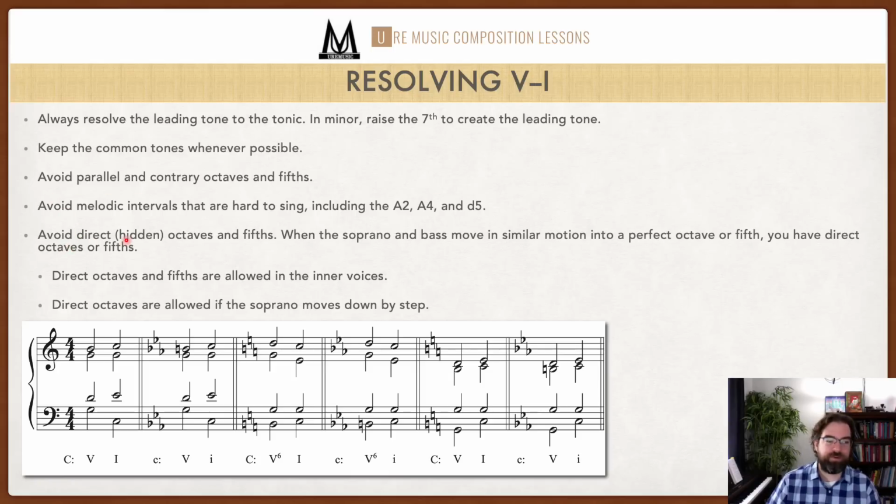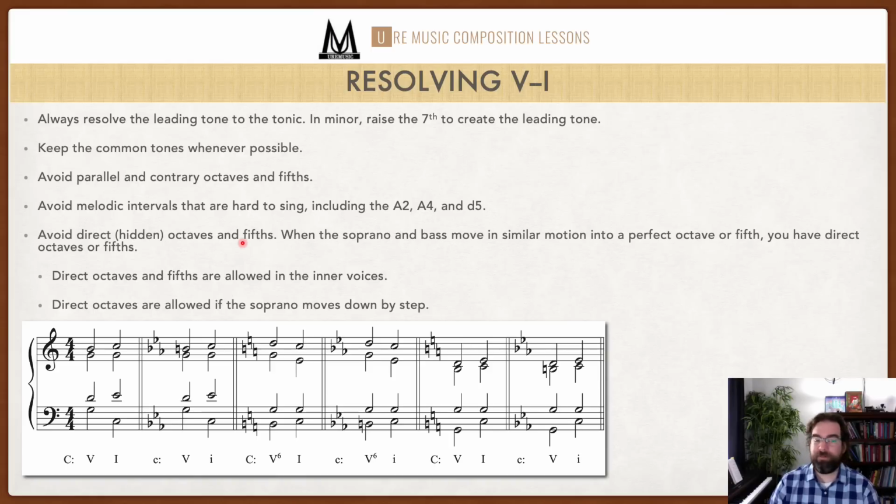You also want to avoid direct octaves and fifths. So direct octaves and fifths are when you move maybe from an interval of a 6th upwards into an interval of a 5th, or downwards into an interval of a 5th. So when you use similar motion into a 5th or an octave, that would be a hidden octave or 5th. It's hidden, sometimes called direct, because you don't actually see octave to octave motion or 5th to 5th motion. It's from some other interval, like a 6th into a 5th.